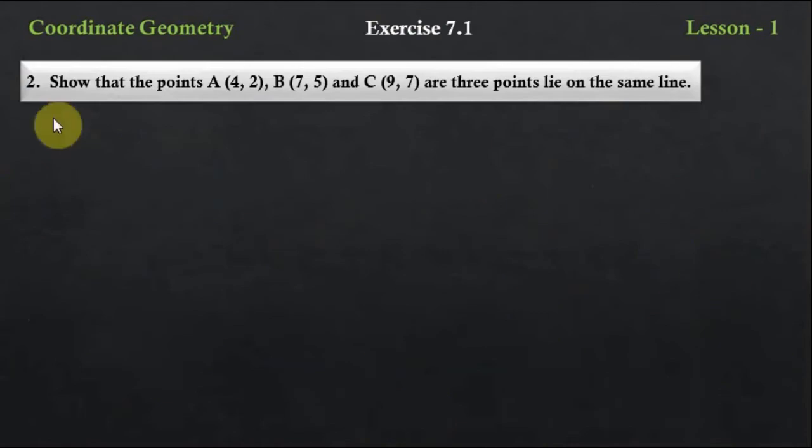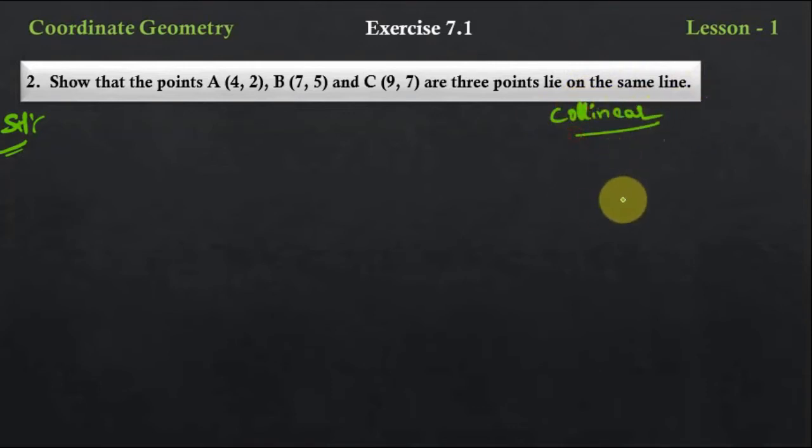Here, the second problem, if you observe, is saying: show that the points A (4, 2), B (7, 5) and C (9, 7) are 3 points that lie on the same line. So this is a very important problem. In both ways he can ask. He can either say lie on the same line, or show that these 3 points are collinear. In this way also they can ask.